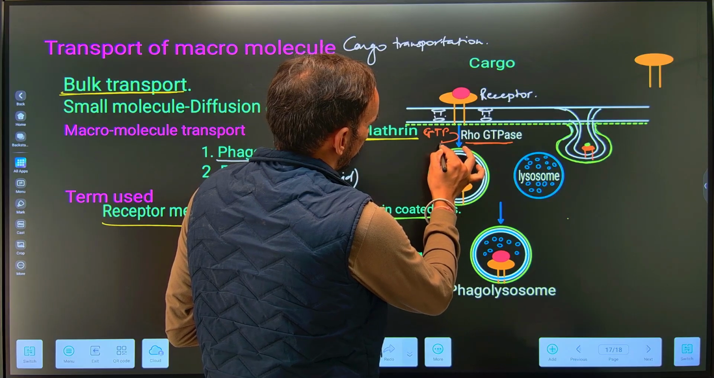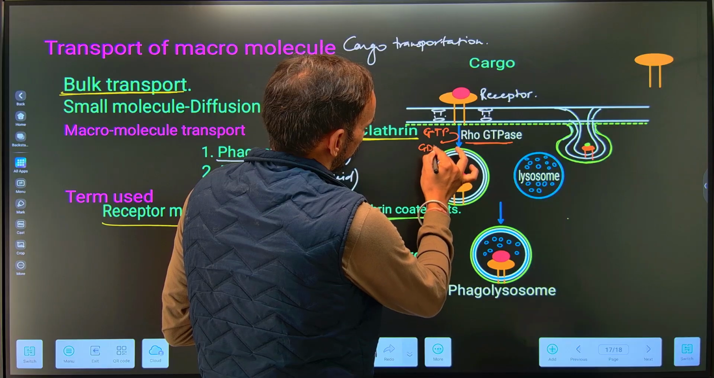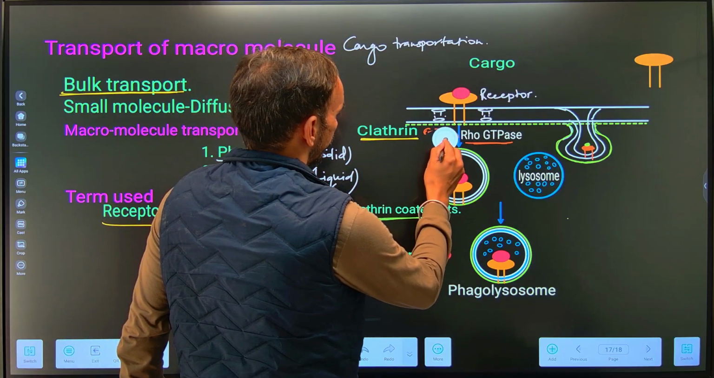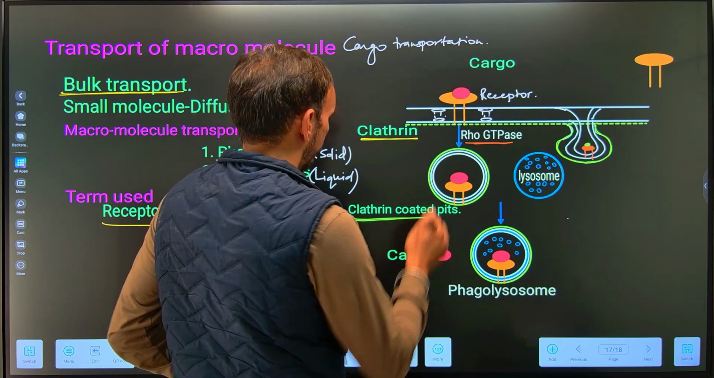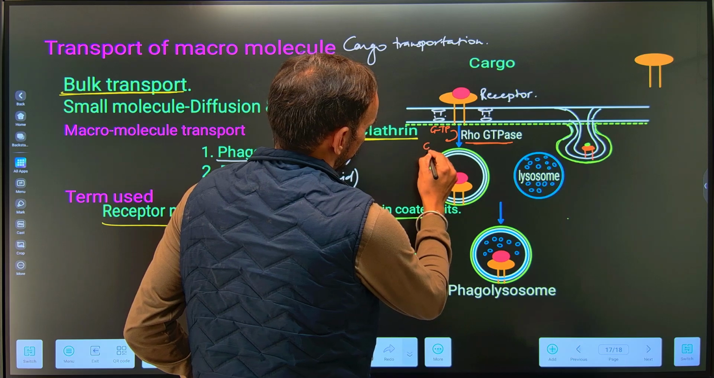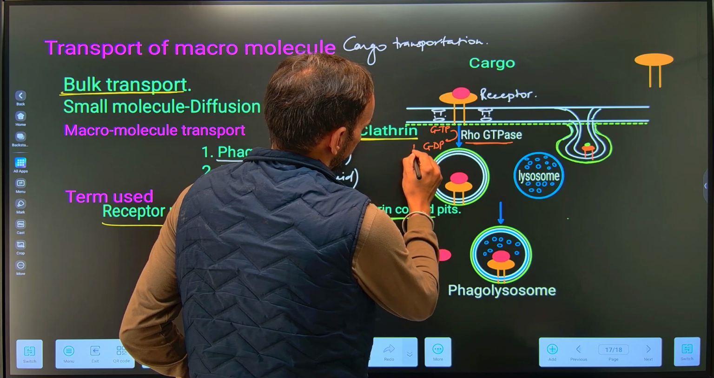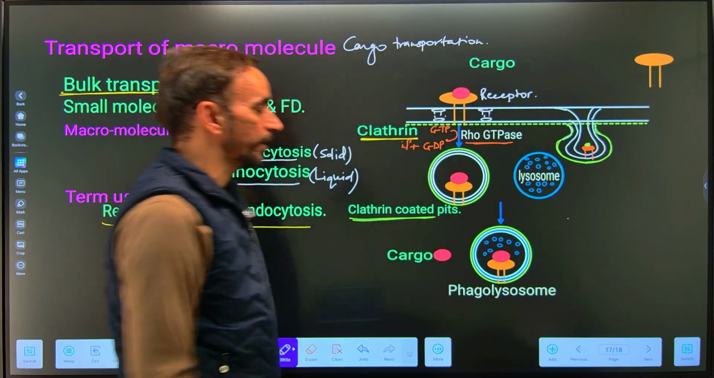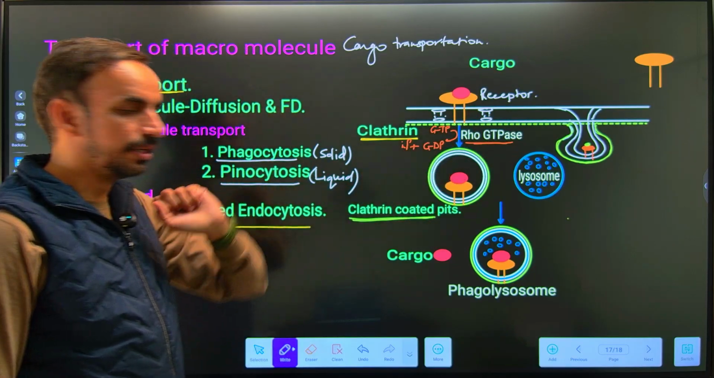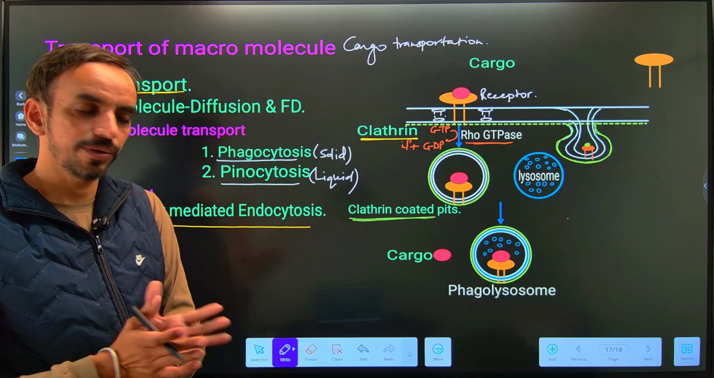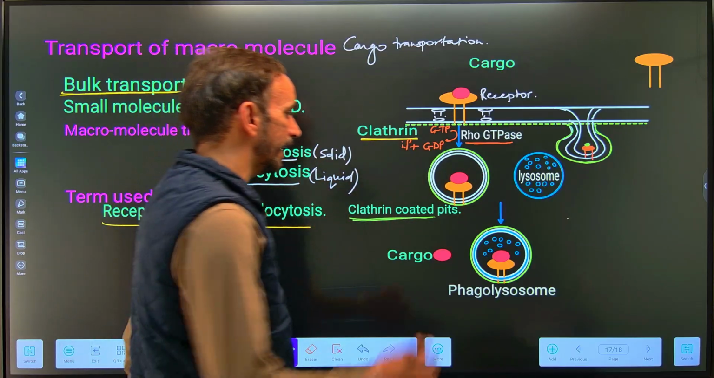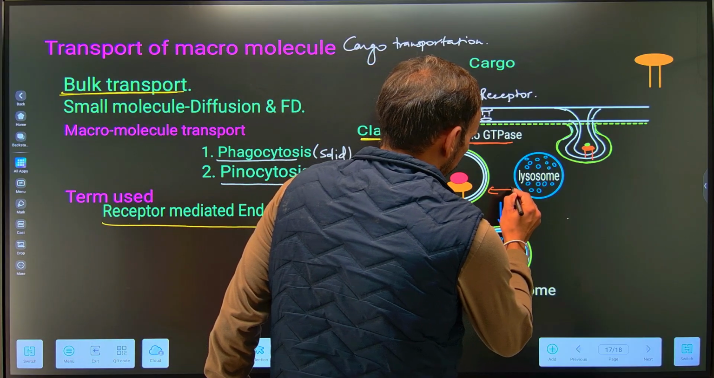The GTP will get hydrolyzed into GDP. So there is a hydrolysis of GTP into GDP plus inorganic phosphate. After the activity of this Rho GTPase, it will come into the cytoplasm in the form of a clathrin coated pit. Within the cytoplasm, this clathrin coated pit will get fused with the lysosome.